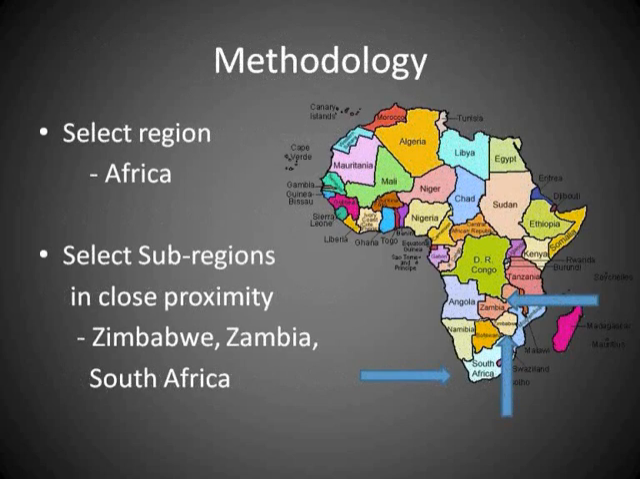So first of all, we need to select a region of interest to study. Obviously, it needs to be English speaking in order for us to have access to linguistic data to analyse. So I've chosen Africa. Within this region, we now need to select at least 3 sub-regions to study. Ideally, this should be in close geographical proximity to allow for better comparison. As you can see, I've chosen Zimbabwe, Zambia and South Africa.